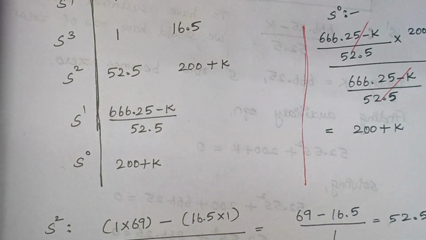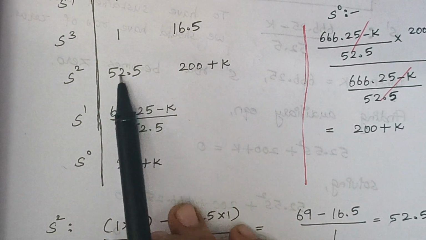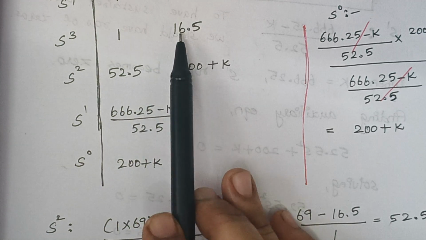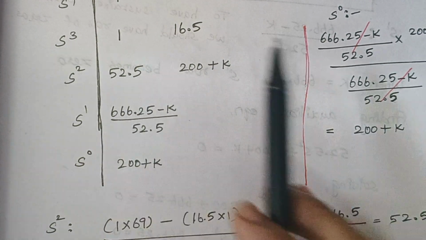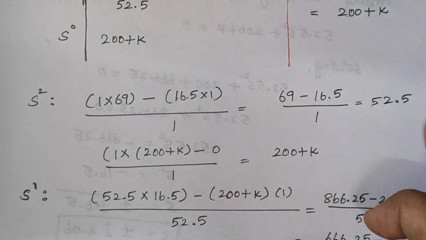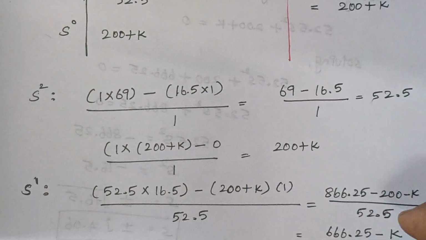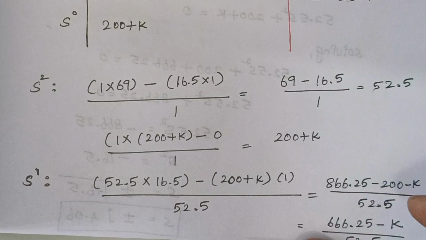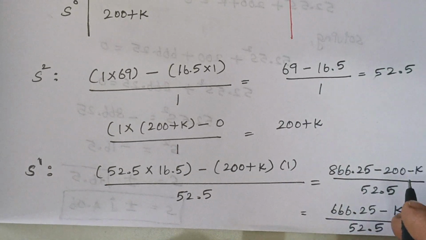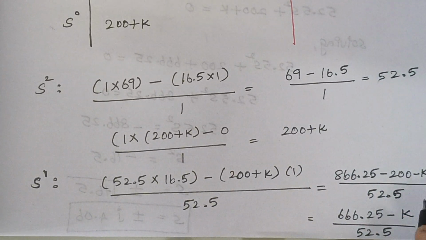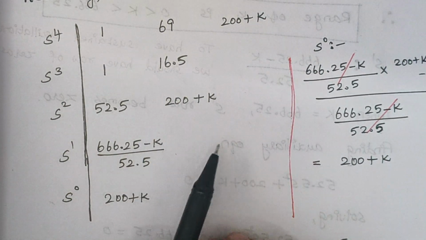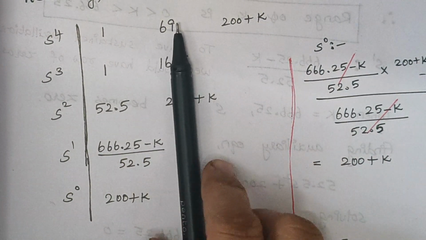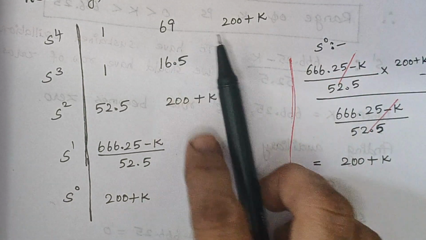Right. And the next step is we have to find s to the power 1. So how to find this s to the power 1? As usual, 52.5 multiplied by 16.5 minus 200 plus k into 1. Here I had written the steps. When you solve this equation, I am getting the answer as 666.25 minus k divided by 52.5. Right. So here I am writing the values. For the second term, when you hide this, there are no elements here, so we can leave it.